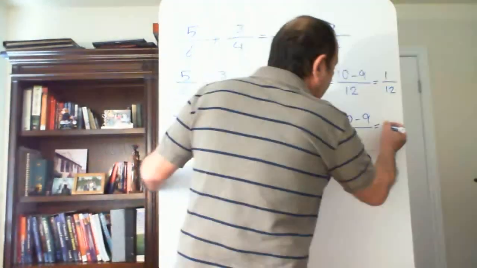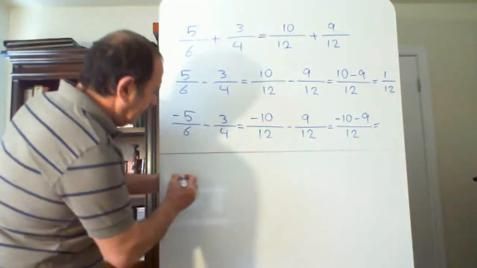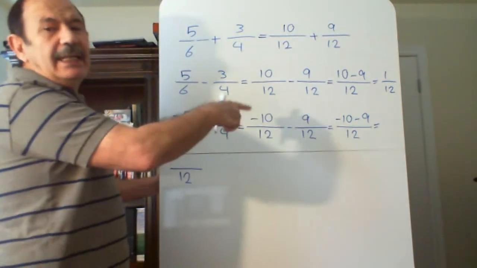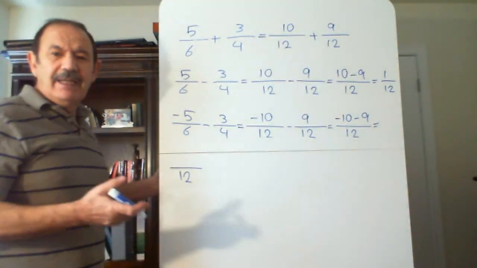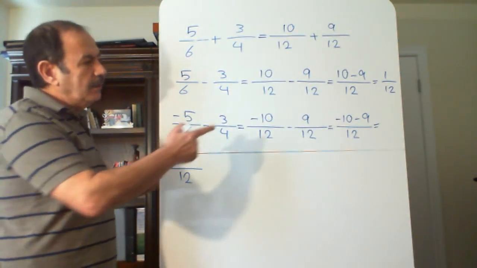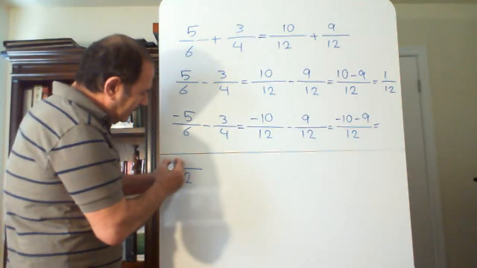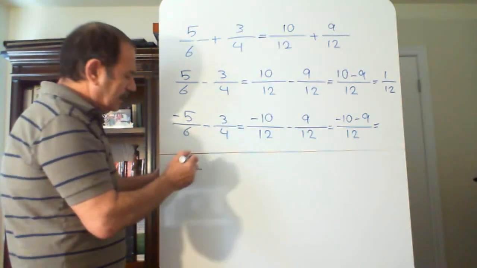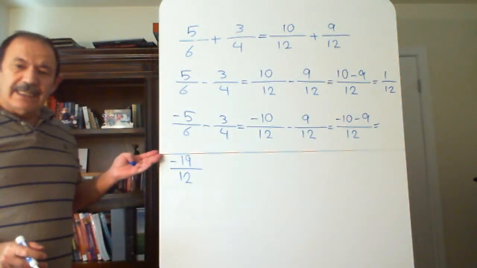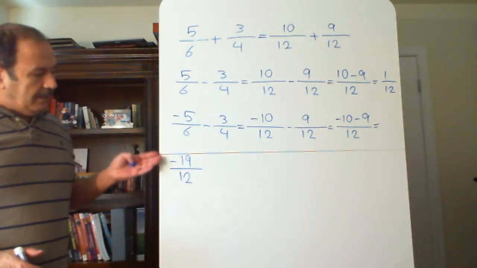12 is the denominator, and negative 10, negative 9. If you remember, when we have the same sign, always keep the sign and add the numbers. Signs are negative, keep the negative sign, and 10 plus 9 is going to be 19. So the final answer is negative 19 over 12.